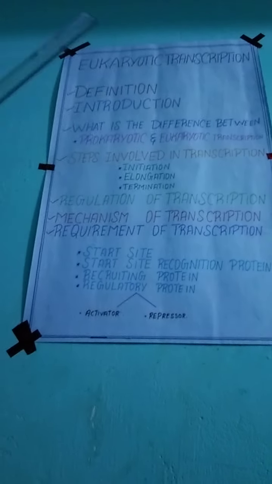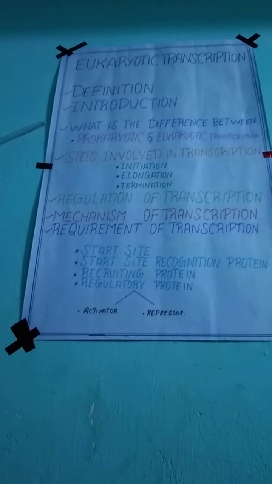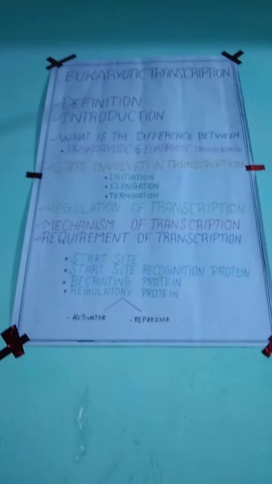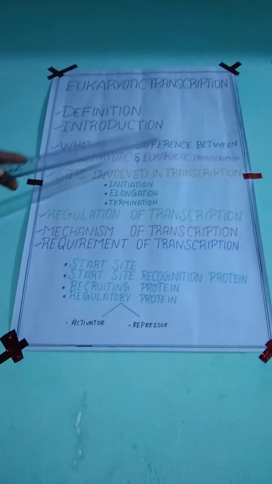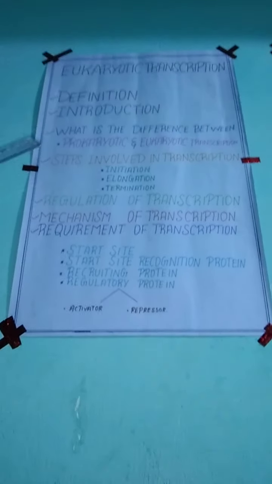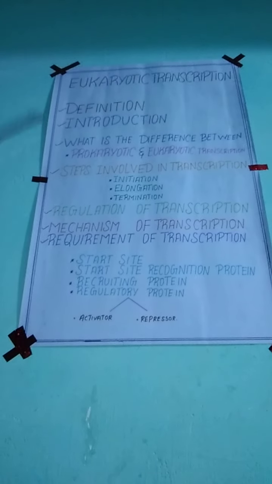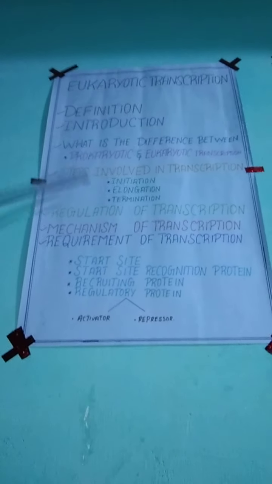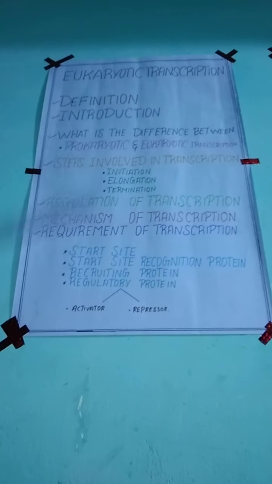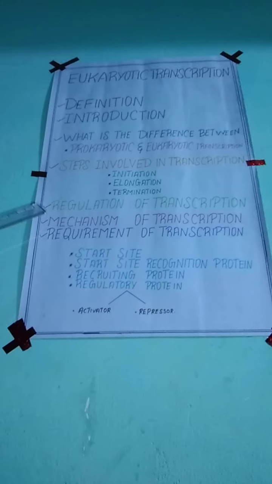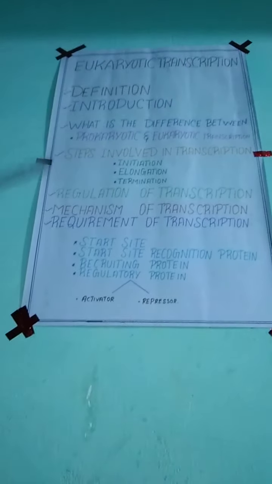In this video, I want to talk about the eukaryotic transcription initiation process. In this video, I am going to explain the following content. First, definition and introduction. What is the difference between prokaryotes and eukaryotes? What are the steps involved in the transcription process: initiation, elongation, termination, regulation of the transcription and mechanism of the transcription.